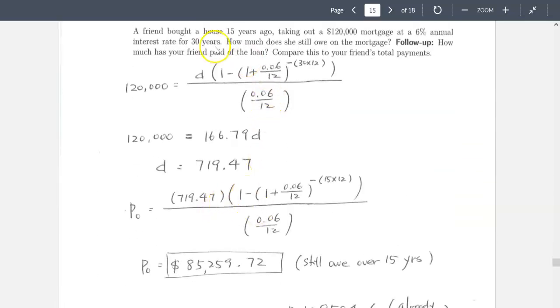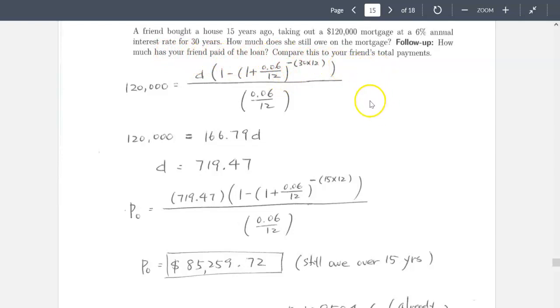All right, here's another example. A friend bought a house 15 years ago, taking a $120,000 mortgage at 6% annual interest rate for 30 years. How much does she still owe on her mortgage? And follow-up question, how much has your friend paid off this loan? Compare this to your friend's total payments.